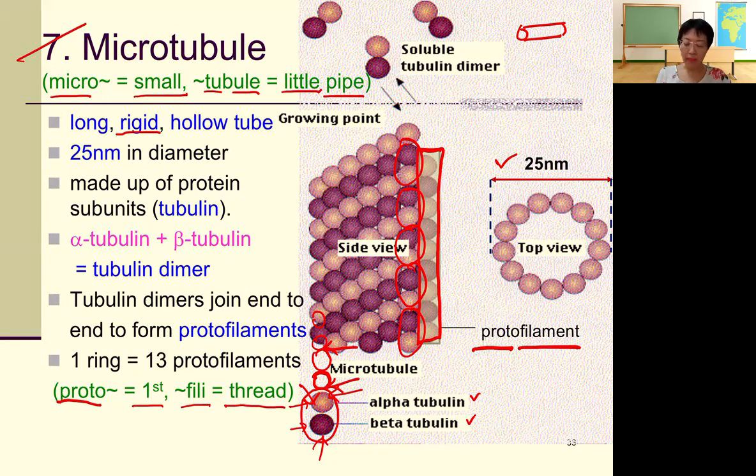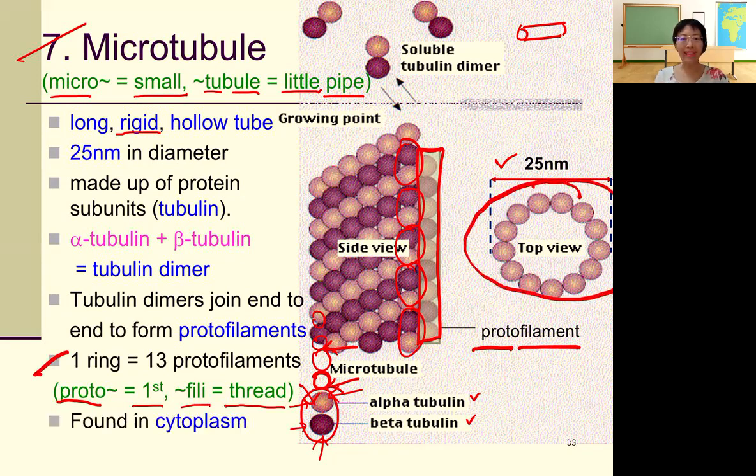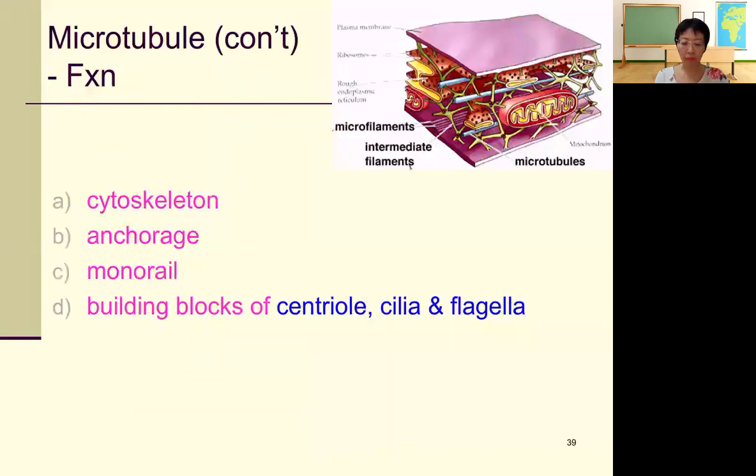All right. Once they join end to end, they form a tubular structure where one ring is made up of 13 protofilaments. Can you see this one ring? So this whole thing is called the microtubule. Microtubule is found inside the cytoplasm of the cell. There are 4 functions for microtubule: A, cytoskeleton; B, anchorage; C, monorail; D, building blocks of centriole, cilia and flagella.